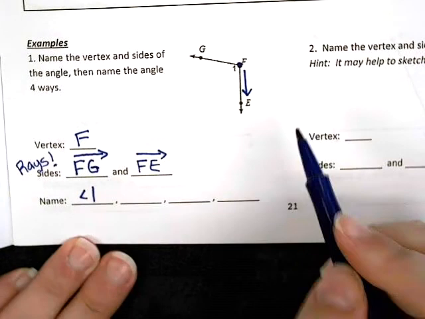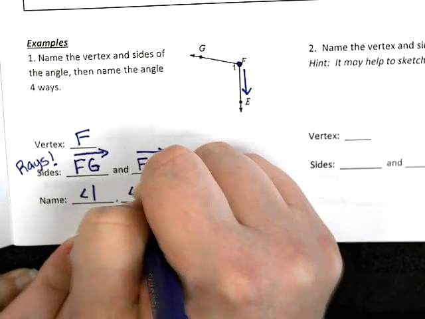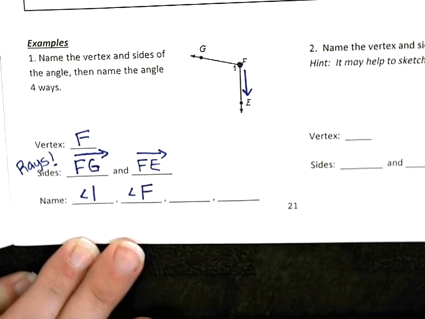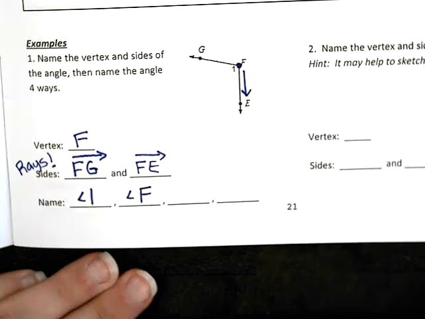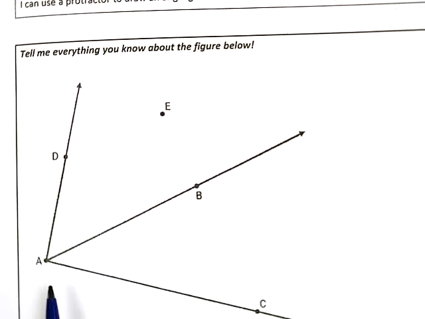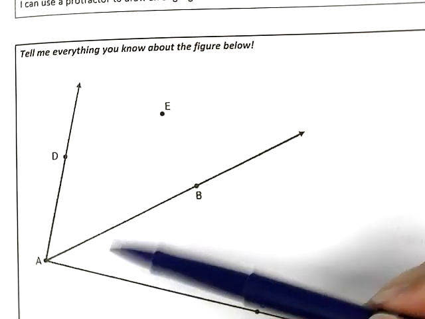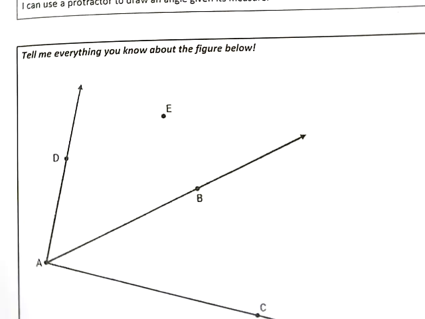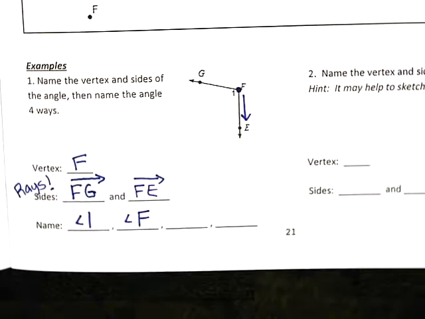We can also sometimes call it just simply angle F. All right, we can only do that when it's one single angle like this. When there's a lot going on, like for example in the picture above, we cannot just call this angle A because there's a lot going on at angle A. Are you talking about this angle, the whole thing? So you can't do it when there's multiple rays coming out of that endpoint. But right here, we've only got the two rays coming out, so we're okay.